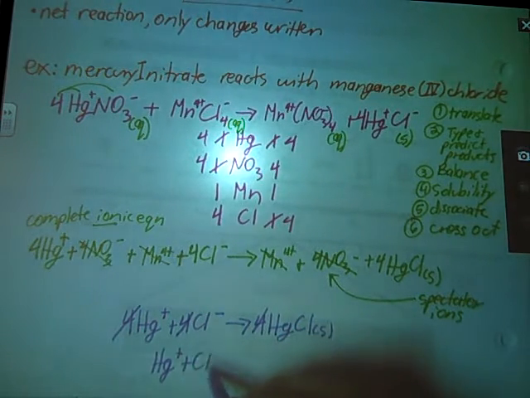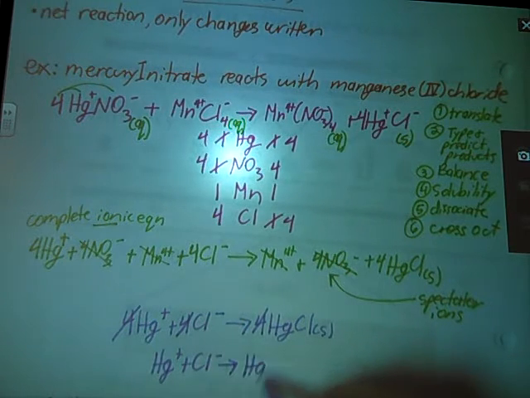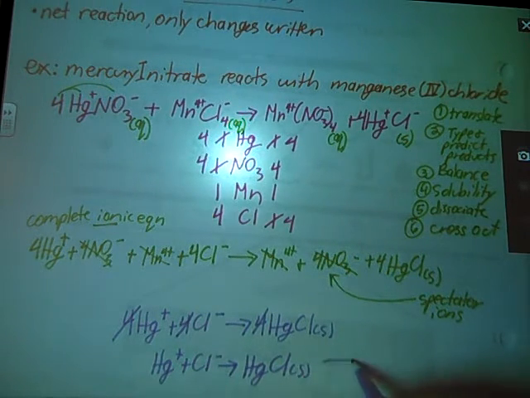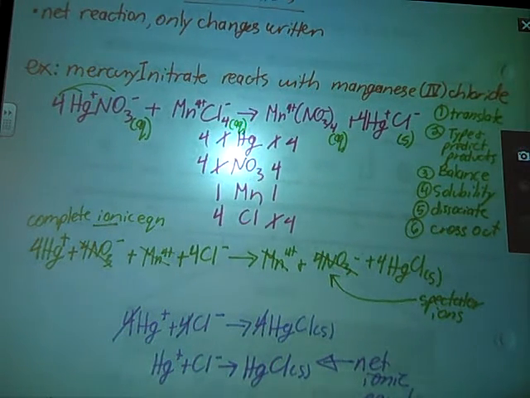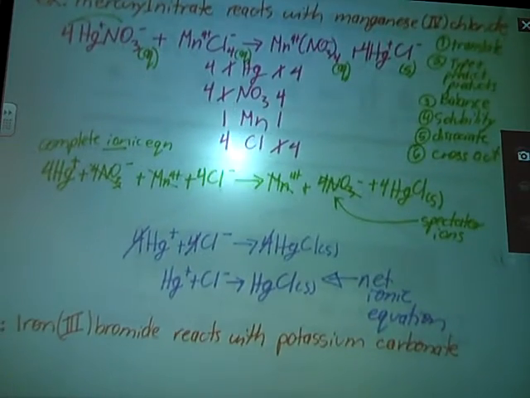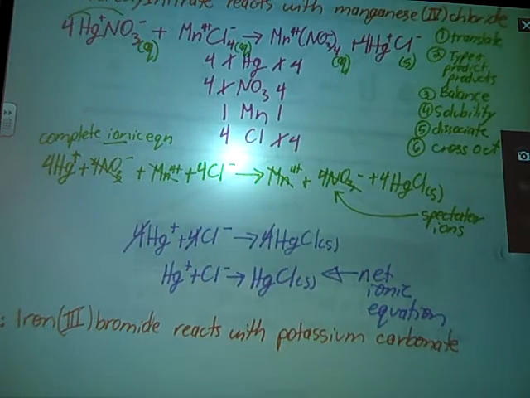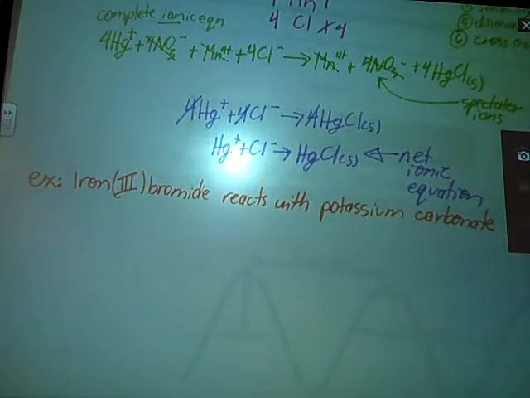So here is my net ionic equation. My net result, the ions and who changed. So it's a little bit of a process, but it's a fairly linear one, I hope. So let's try another one before I run out of time on my video.